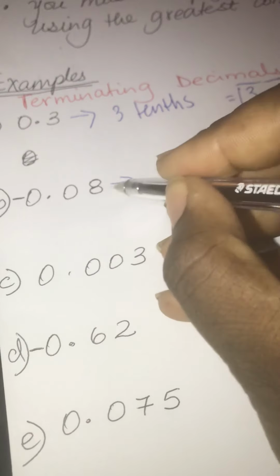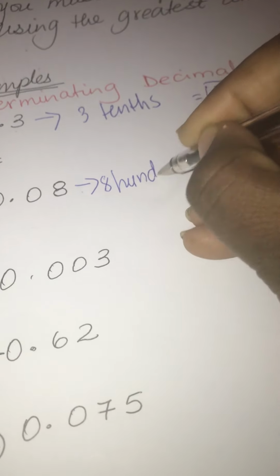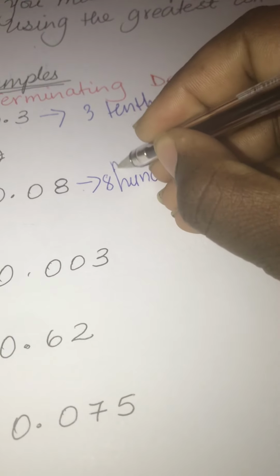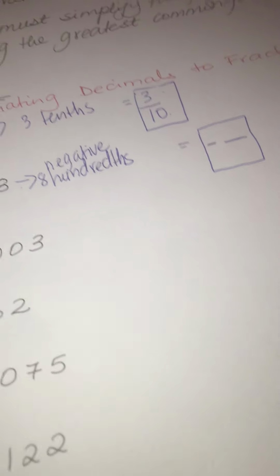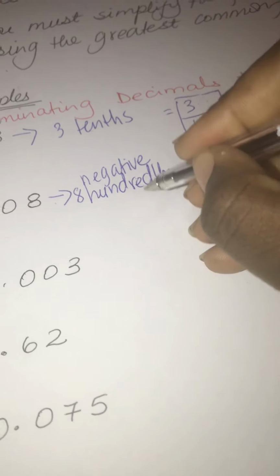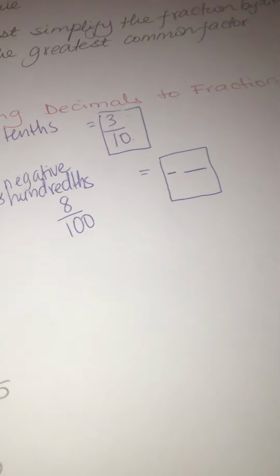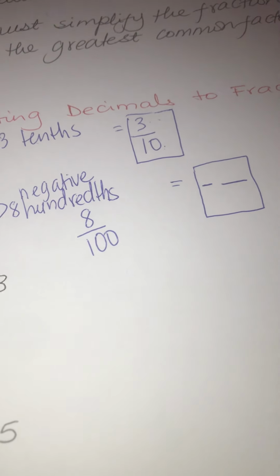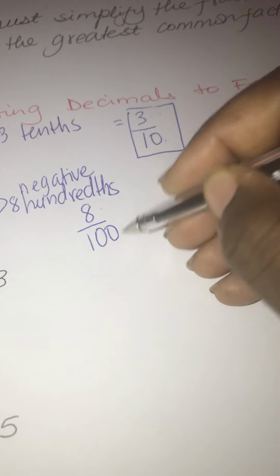Then I read this. This is 8/100. Okay? And since it is negative, so I will write negative 8/100. Then how do I write this as a fraction? 8/100. Now, this is not my answer because I need to simplify. What is the common factor? What is the greatest common factor that can go in 8 and 100?